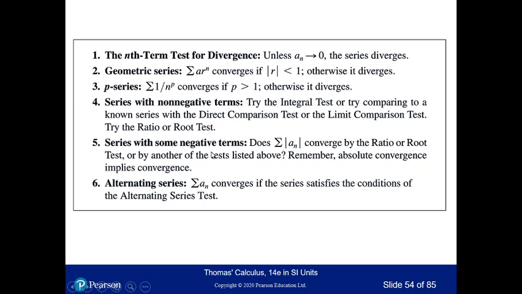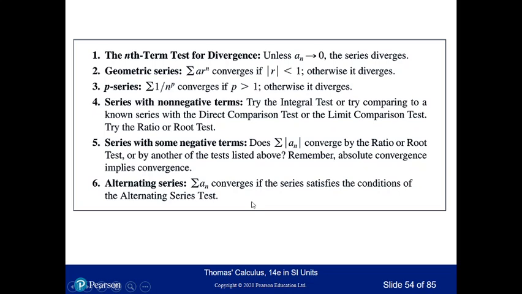For series with some negative terms, you can check whether it's absolutely convergent or not. If it's absolutely convergent, then you're good. So consider the sum of the absolute value of a_n and apply the ratio test, root test, or any test that we said in step 4. If it is convergent, then we call it absolutely convergent. So any series that's absolutely convergent is convergent itself, so we are done.